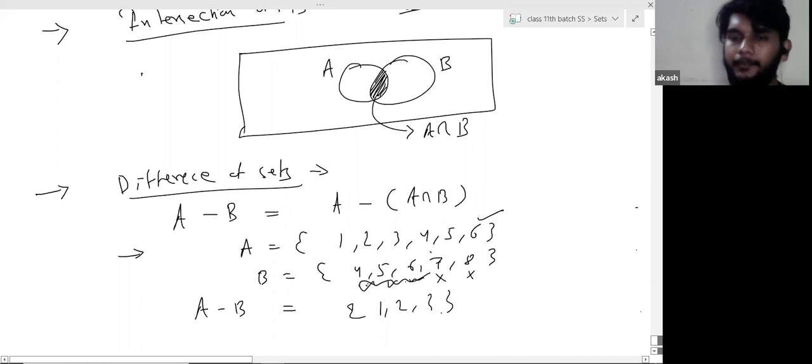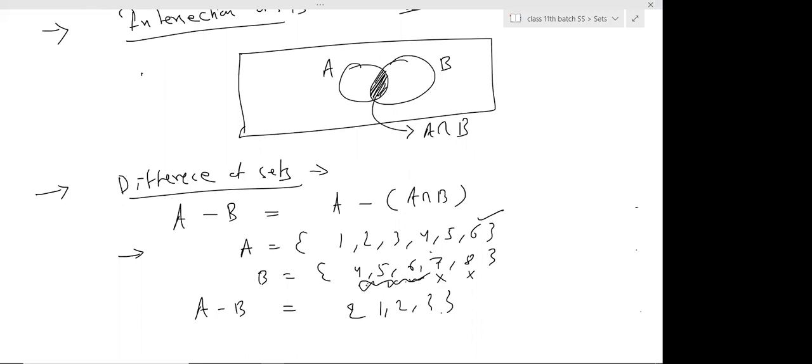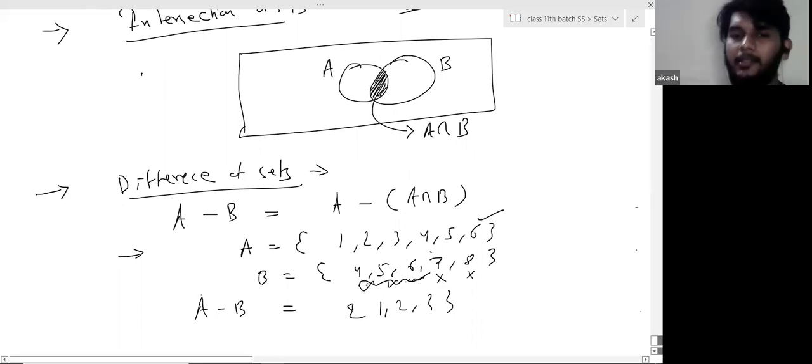Is this clear enough? Yes, sir. So what does difference of sets mean? Only the elements that are only in A, not in B. Absolutely. That will be the answer.